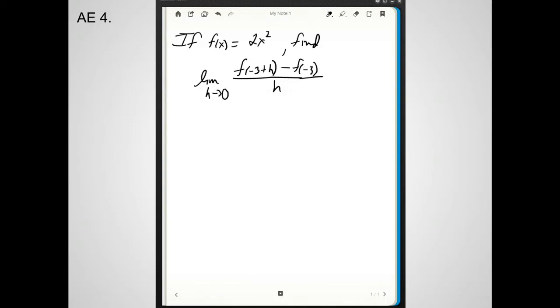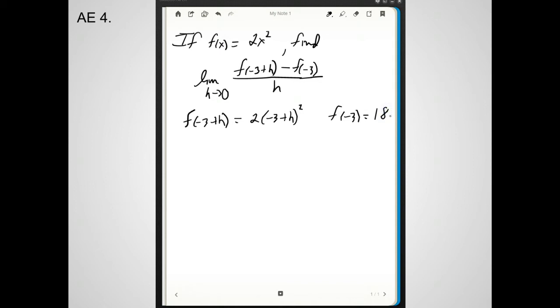If we plug in 0 for h, we're going to get f of negative 3 minus f of negative 3, which is 0 over 0. It's not defined. So let's at least evaluate it. And again, remember from precalculus, or from algebra, when we want to find f of negative 3 plus h, that means we're plugging in negative 3 plus h for this x. So we're going to find that f of negative 3 plus h is equal to 2 times negative 3 plus h squared, and f of negative 3 would be equal to negative 3 squared is 9 times 2 is 18.